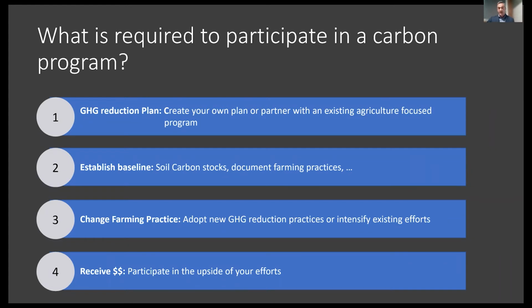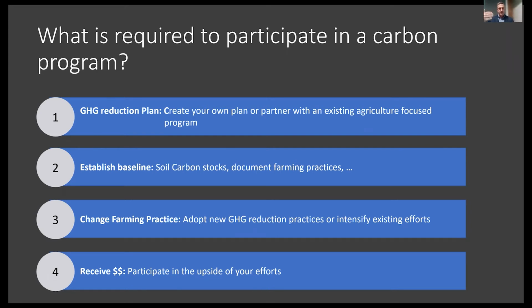But right in line with that, what is required to participate in one of those programs? So if you start at the top, to get into these programs, you need a greenhouse gas reduction plan. Now, you can either create one yourself and try to enter the market on your own, which is going to be challenging, or you can partner with an existing agriculture-focused program. And really what those all are creating is a greenhouse reduction plan that you will participate in and be a component of. And you saw all those companies that I listed on the previous slide deck there.